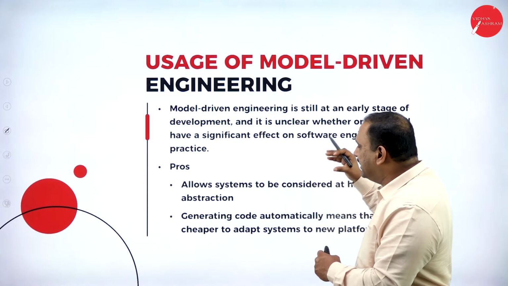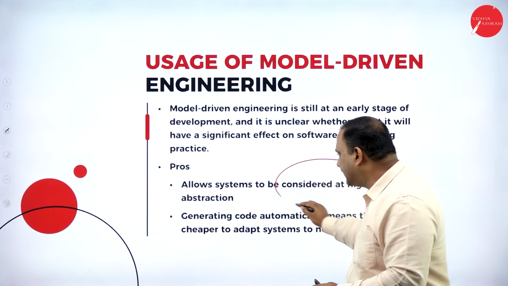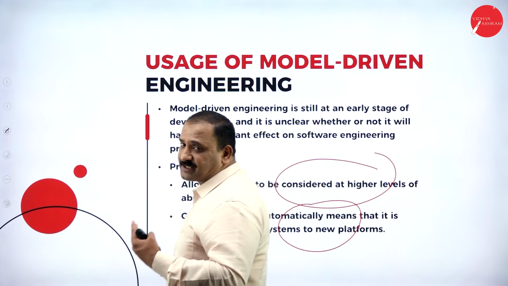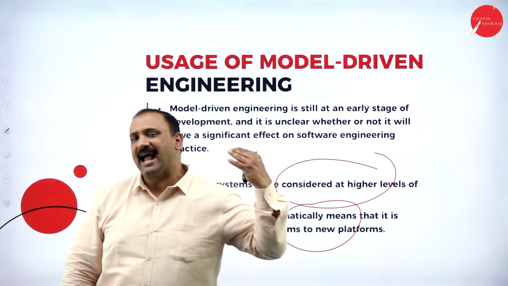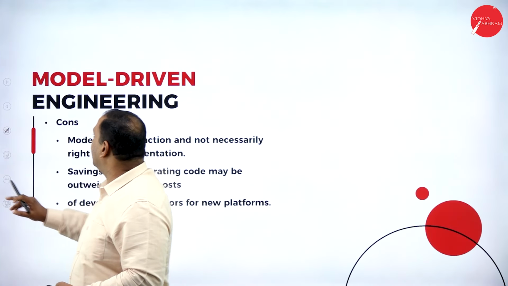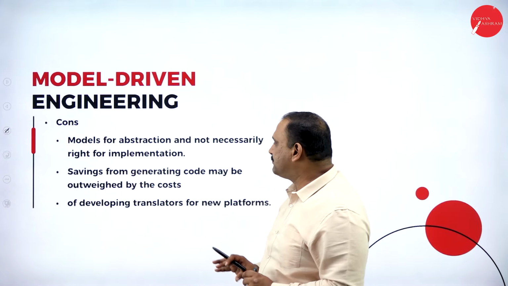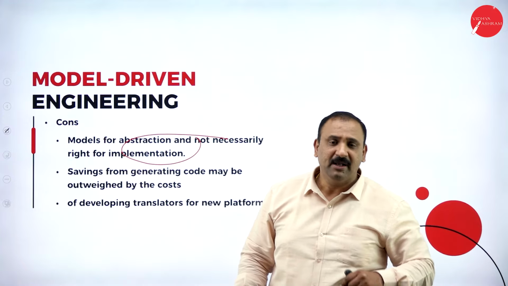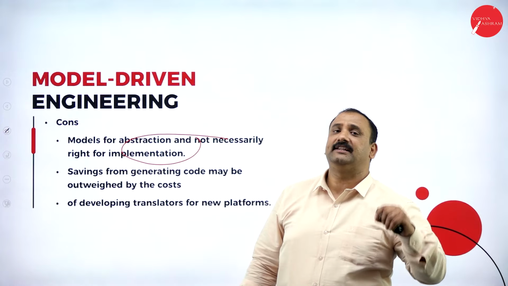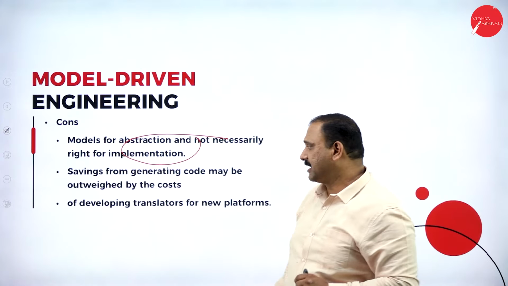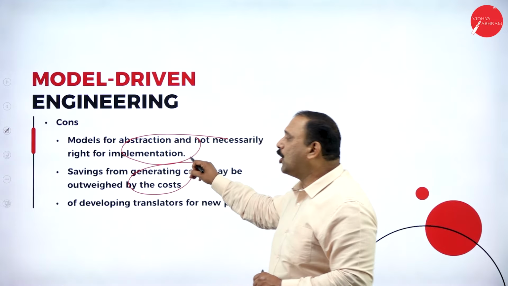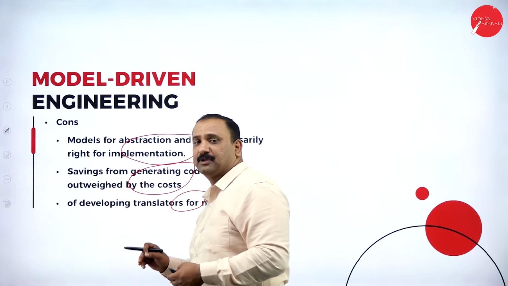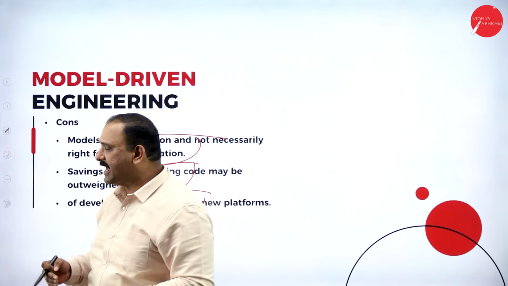The pros of model-driven engineering are that it allows the system to be considered at a higher level of abstraction. It helps in generating code automatically that is needed to adapt to various platforms and systems. So this is more dynamic and flexible in nature. Moving forward, we look at the negative aspects. Models are an abstraction and not necessarily right for implementation. So every time it cannot be implemented on the spot. Savings from generating code might be outweighed by the cost of developing translators for a new platform. So that is also quite a tedious and challenging factor here.